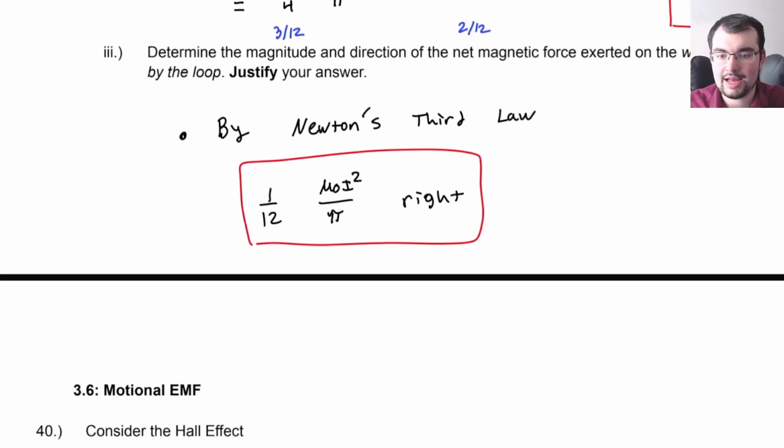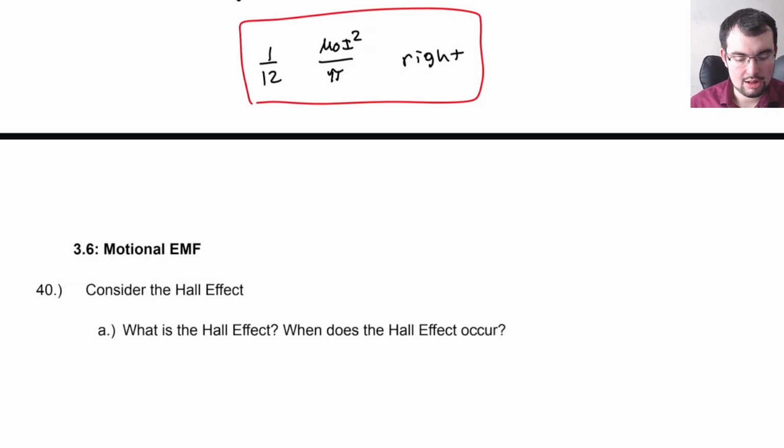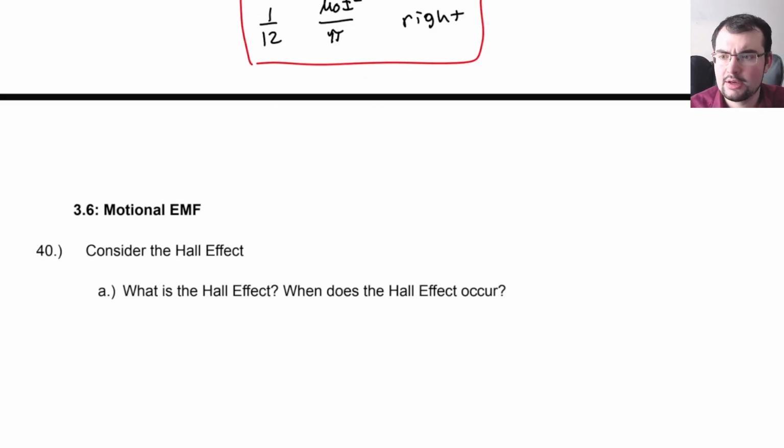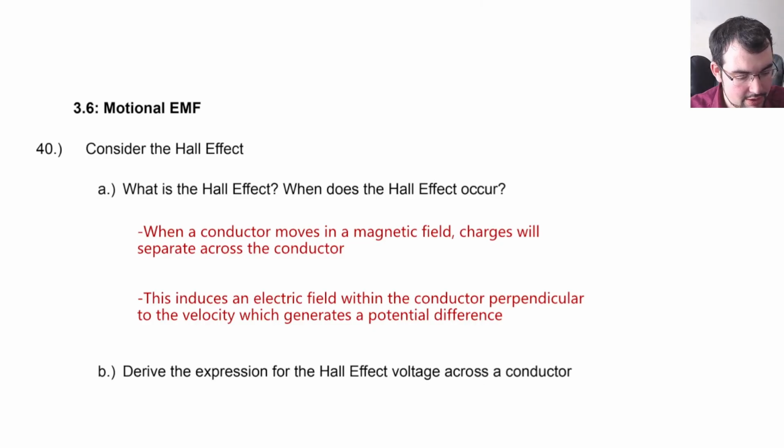All right, last section for magnetism is all about motional EMF and the Hall effect. So what is the Hall effect? Well, the Hall effect is this fact that if you're moving a conductor in a B field, the charges will separate. So what that means is that moving a conductor in a B field generates this potential difference because positives will get pushed towards one end of the bar, negatives get pushed towards the other.